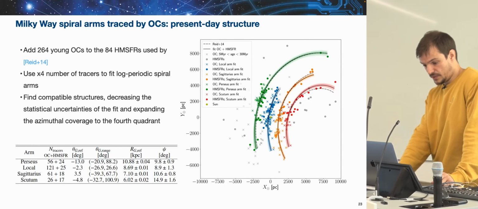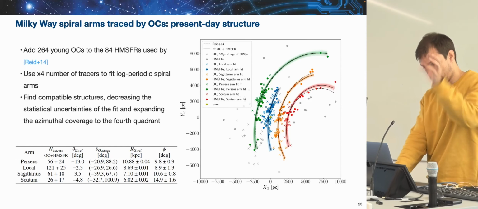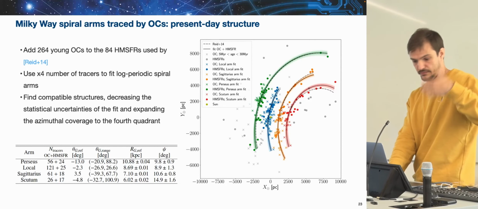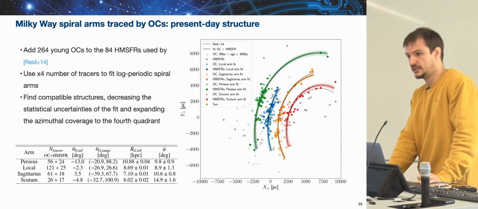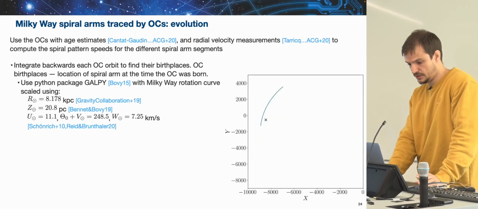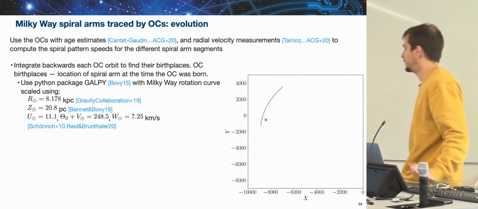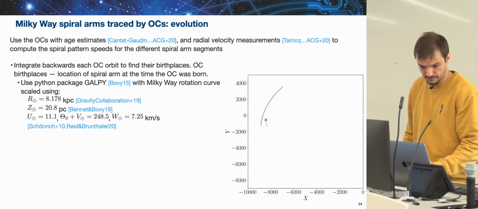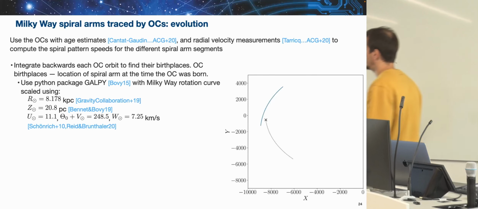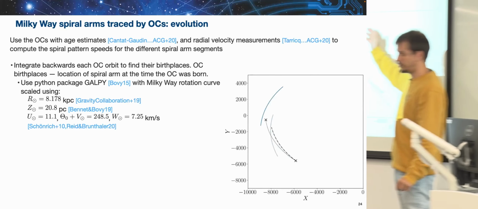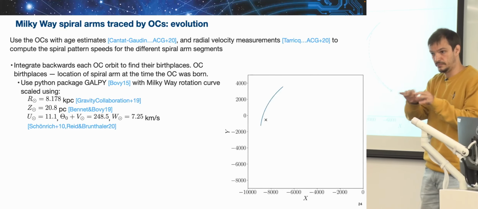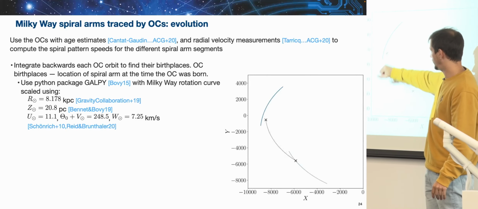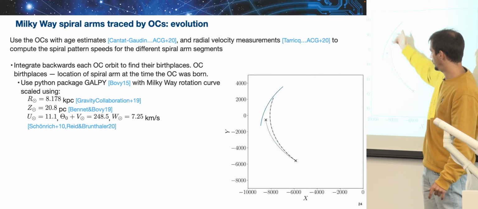Okay, so now we have the description of the arms. We have the clusters that belong to each arm. These clusters have ages, among other astrophysical parameters, and some of them also have radial velocity. So we want to study the evolution of these clusters. I'm going to have this GIF running here. Basically, we want to study the evolution of these spiral arms traced by the clusters. So imagine this cross is a cluster related to this arm.